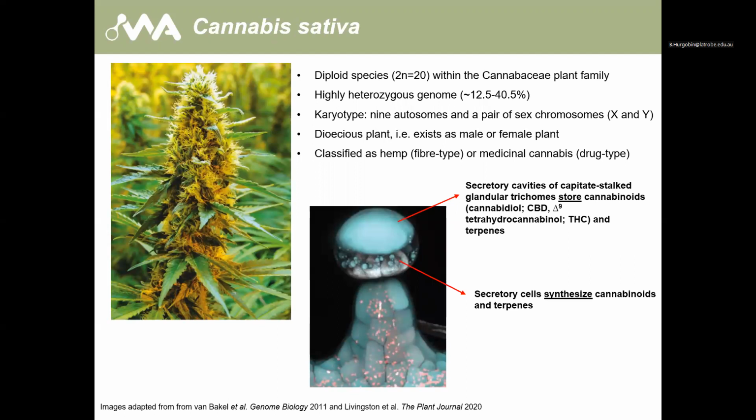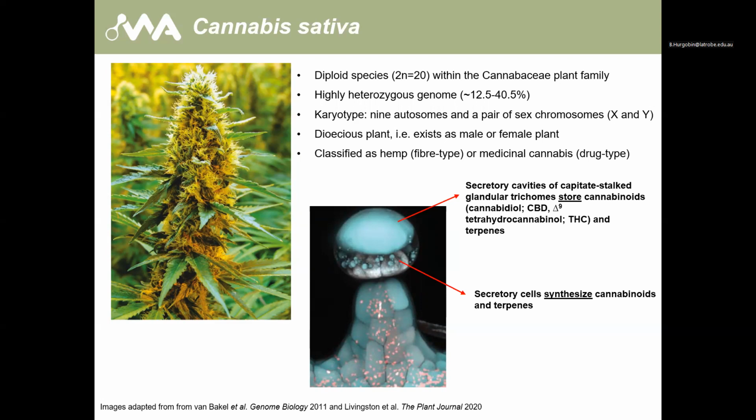So Cannabis sativa is a diploid species within the Cannabaceae family. It has a highly heterozygous genome comprising 9 autosomes and a pair of sex chromosomes. It is dioecious, meaning that it can exist as a male or a female plant. And broadly, it is classified as hemp or medicinal cannabis.